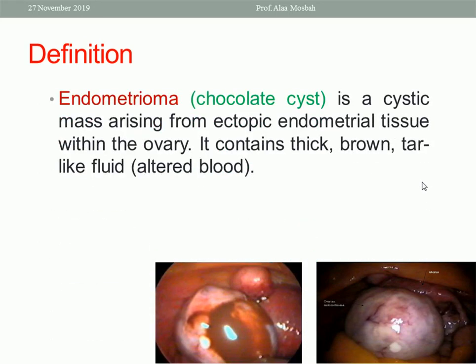Let us start with the definition of endometrioma. It is a cystic mass arising from ectopic endometrial tissue within the ovary. It contains thick brown tar-like fluid which is altered blood, like this in the picture. This brownish fluid is altered blood coming from the cyst after its puncture or accidentally punctured during laparoscopy, when I'm doing laparoscopy for one of my cases. This is the ovary before puncture of the cyst and the release of this chocolate material for the same case. Okay, so this is chocolate cyst or what is called endometrioma.